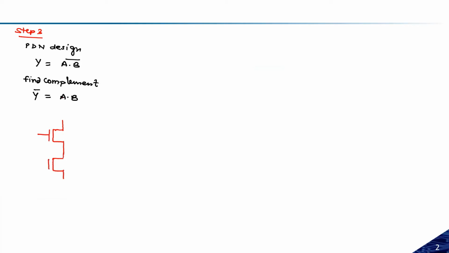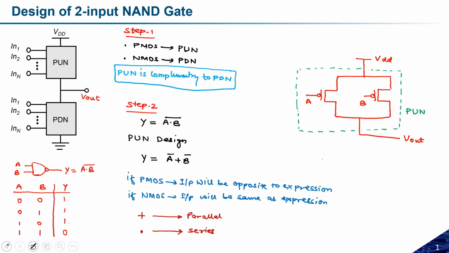So whatever the expression we have, I directly connect it, A and B, and the pull down network is connected in between the V output and the ground. So here we will have V output, here we will have ground, and this particular block we made here is the pull down network. Okay, so now let us go back to the previous slide.